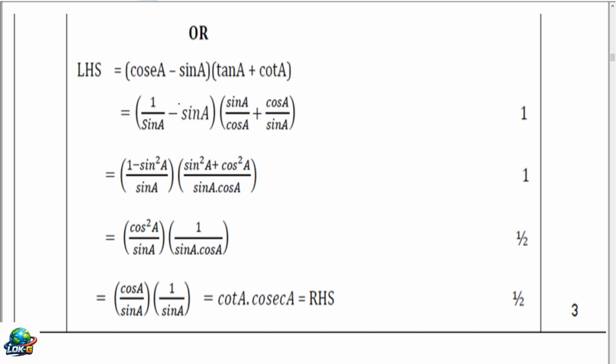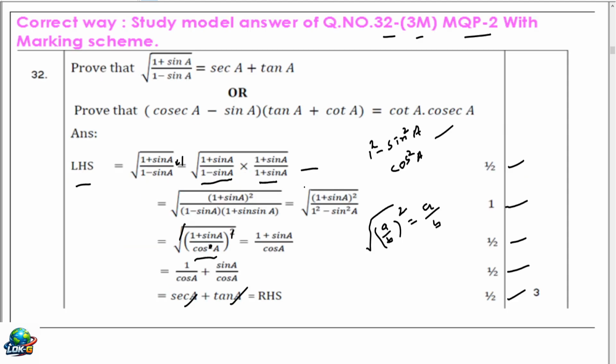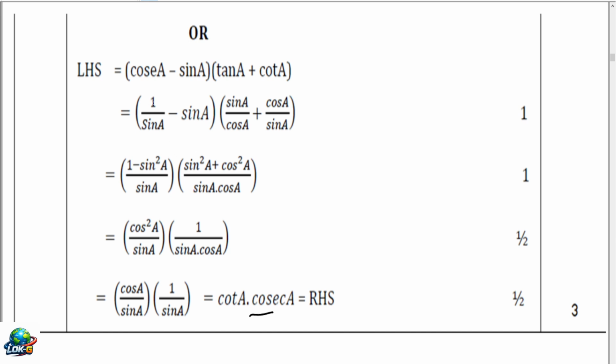LHS is (cosec A minus sin A)(tan A plus cot A). We have to prove that it equals cot A into cosec A. Okay, let us solve. See, whenever things are given like this, better you express them in sin and cos. Cosec A can be written as 1 upon sin A. Tan A can be written as sin A upon cos A. Cot A can be written as cos A upon sin A.